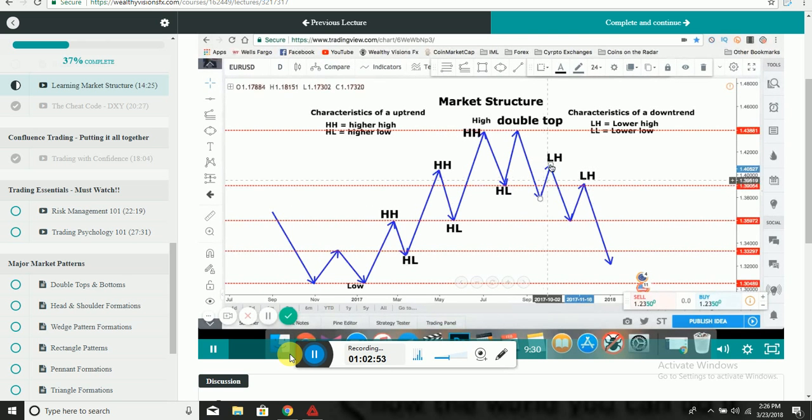You don't buy this now because structure's already broken.